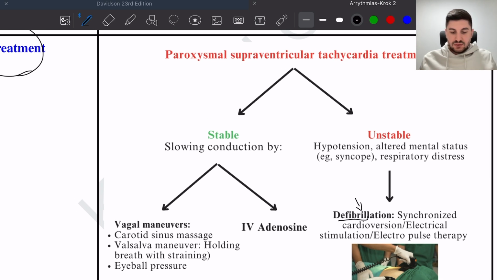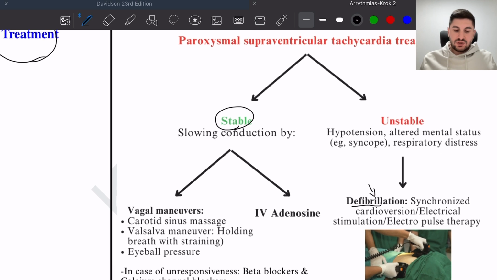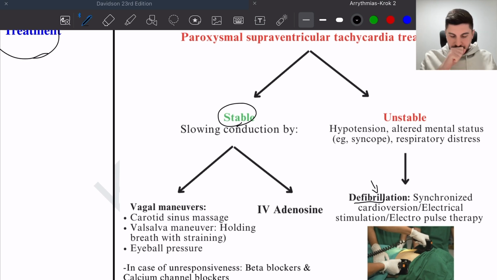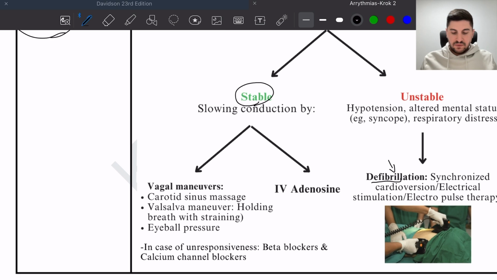For a stable paroxysmal supraventricular tachycardia, we try to slow the conduction, first by a drug called adenosine. Adenosine converts this supraventricular rhythm to the sinus rhythm. What do I mean by sinus rhythm? This is the rhythm of the heart by the sinoatrial node, the normal heart rate between 60 to 100.